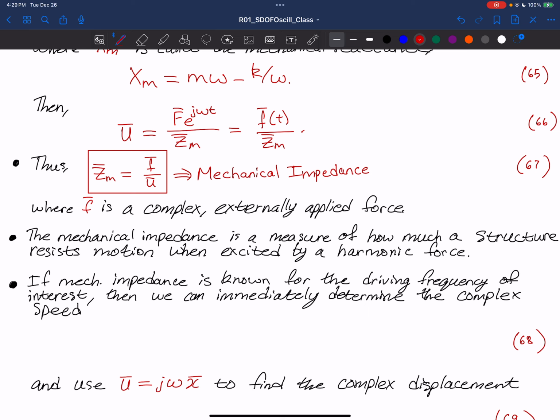Okay, so the mechanical impedance is a measure of how much a structure resists motion when excited by a harmonic force. So impedance is a resistance to motion when some external force is applied. Here we define a mechanical impedance. When we deal with acoustics, we will look at a couple different types of impedance, including just the acoustic impedance, as well as what is known as the specific acoustic impedance, or the characteristic acoustic impedance. And these two are different.